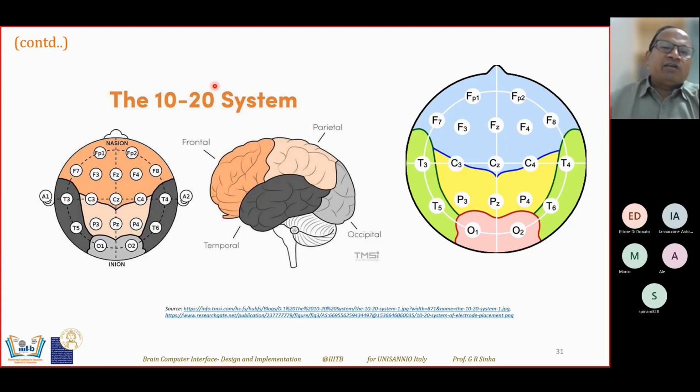You will find the 10-20 and 10-10 systems when you Google. But the 10-20 system is very, very popular. What is the 10-20 system? The inter-electrode spacing will be 10% of your total dimension. If this is the total dimension from this end to this end, then between two electrodes, 10% of the total dimension is there. Such a characteristic is there.